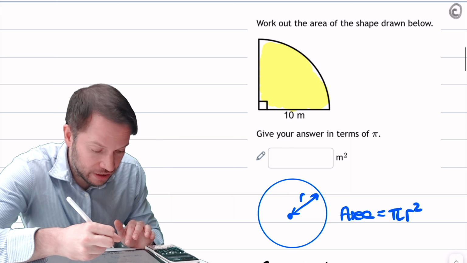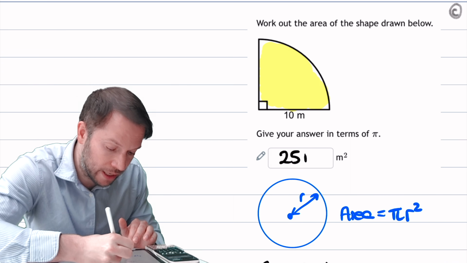So that is our answer. It's in terms of pi, it's 25 pi meters squared.